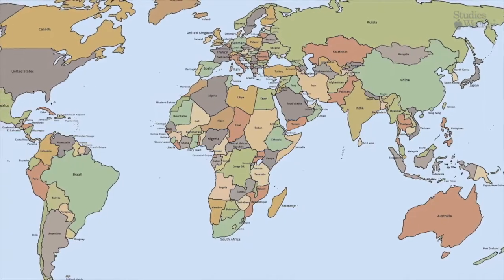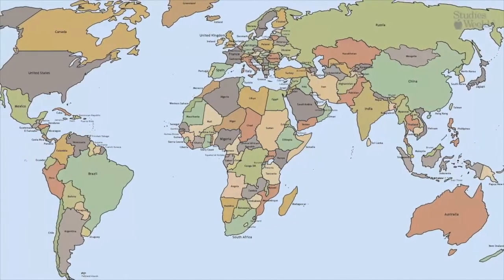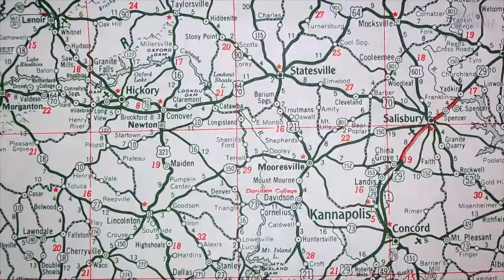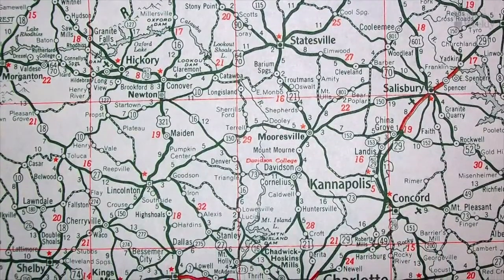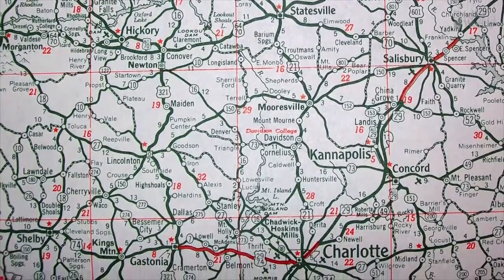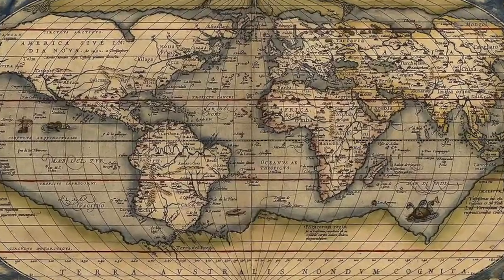Other maps are political and show where the borders of different nations and cities are. There are also maps that lead you from place to place by showing you where the roads lead. The right map will open the world for you.